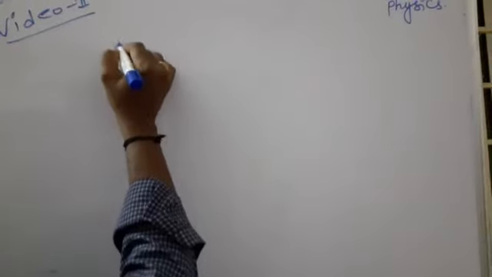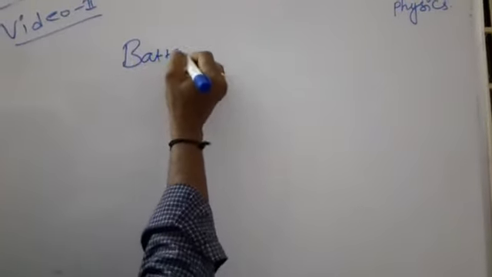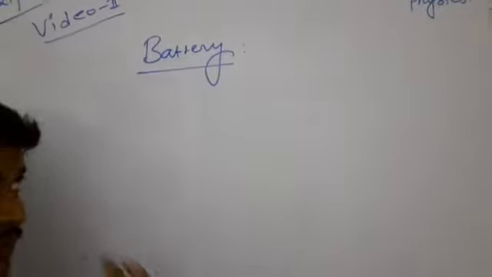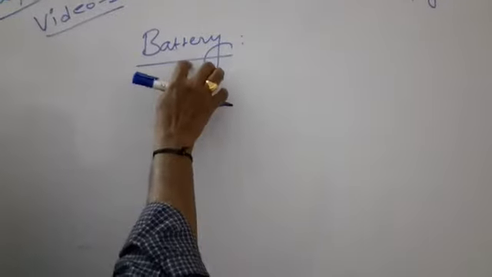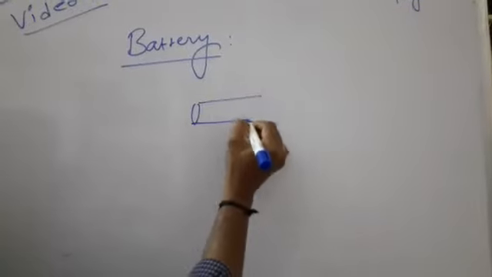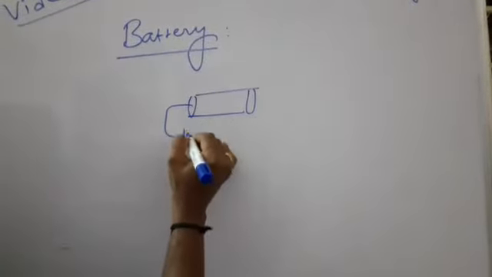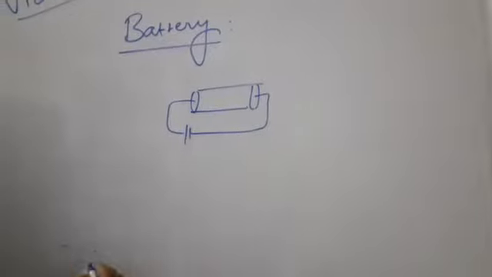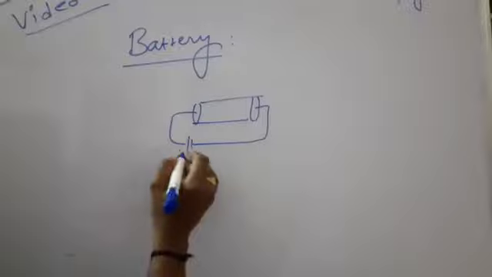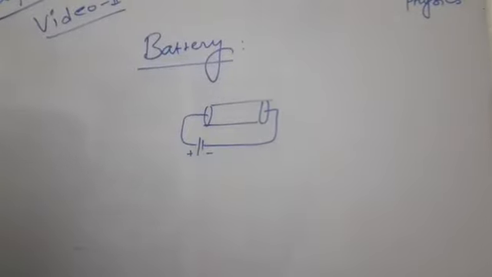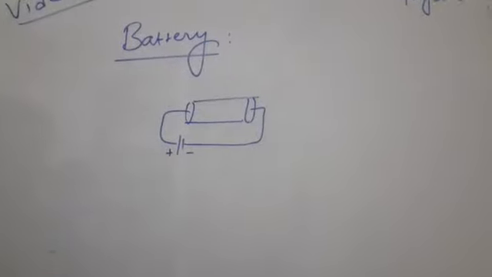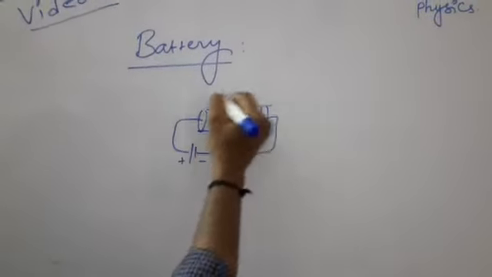So, the battery is also called an electrical cell. A source of electric current is called a battery. Every battery consists of two terminals: one is the positive terminal, the second is the negative terminal. The terminal at high potential is called the positive terminal, and the one at low potential is called the negative terminal. So this is a battery.